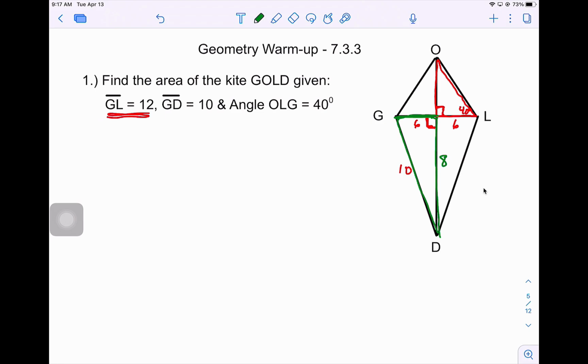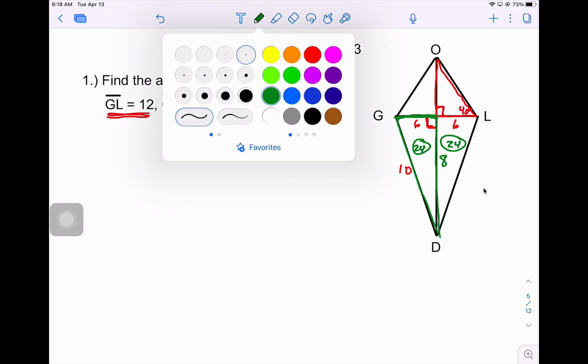So now I've got enough information to find the area. Base times height, 6 times 8, 48, divided by 2. That means the area of this triangle is 24. Which means the area of the triangle right next to it is also 24, because those are just reflections of each other. So there's the bottom half of the kite: 6, 8, 10 triangles, find the area, and reflect. So now we move to the top one. Let's move to the red triangle up here.